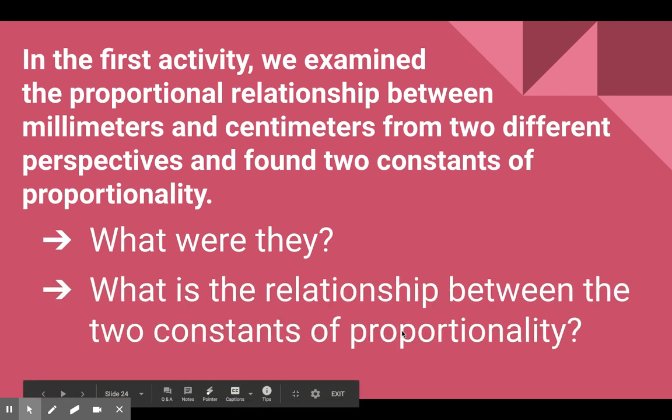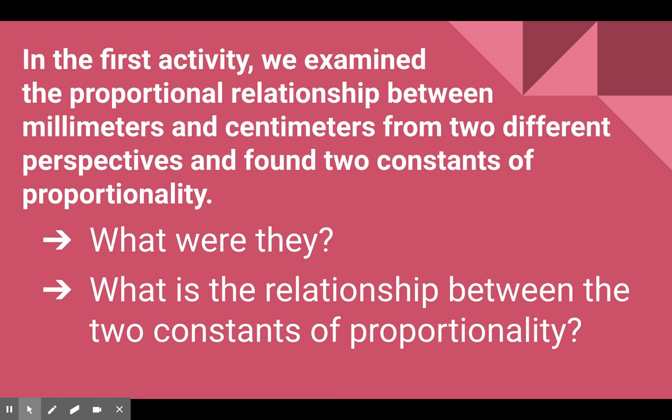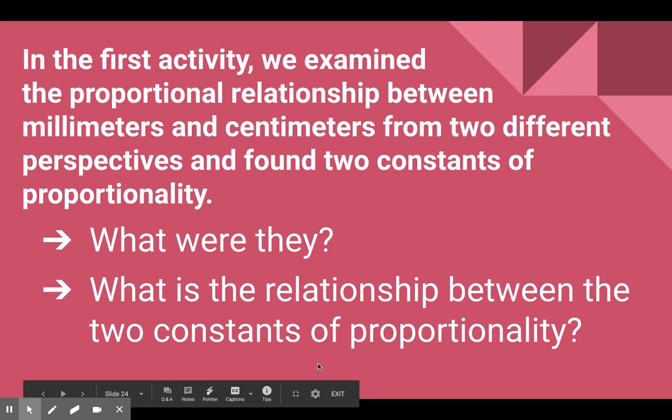So what is the relationship between the two constants of proportionality? Hopefully you realize that 1 centimeter over 10 millimeters or 10 millimeters over 1 centimeter are just reciprocals of each other. And what does that mean? When we have reciprocals, that means that we just flip the individual fractions. So 1/10, the reciprocal of that would be 10 over 1. The reciprocal of 10 over 1 would be 1 over 10. So that's what we mean when we have two different constants of proportionality.